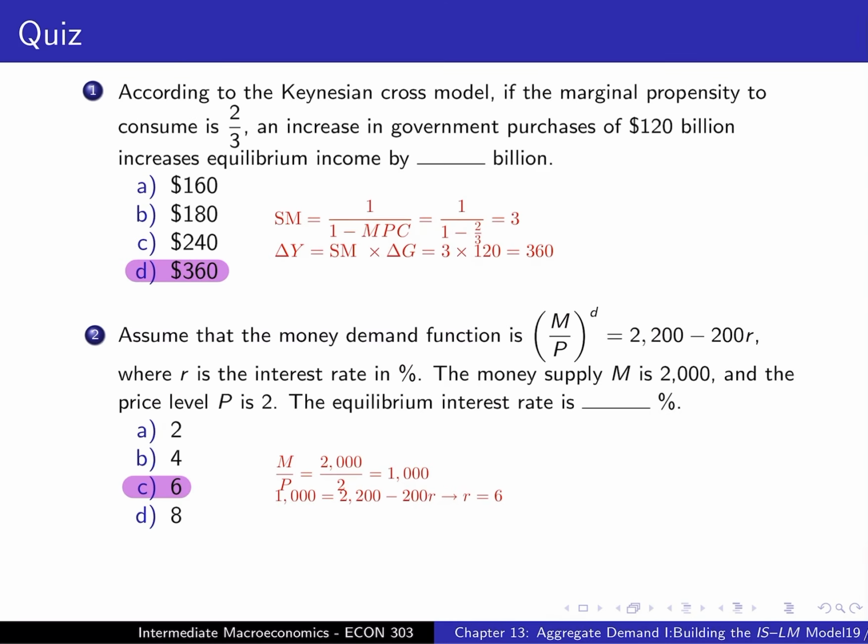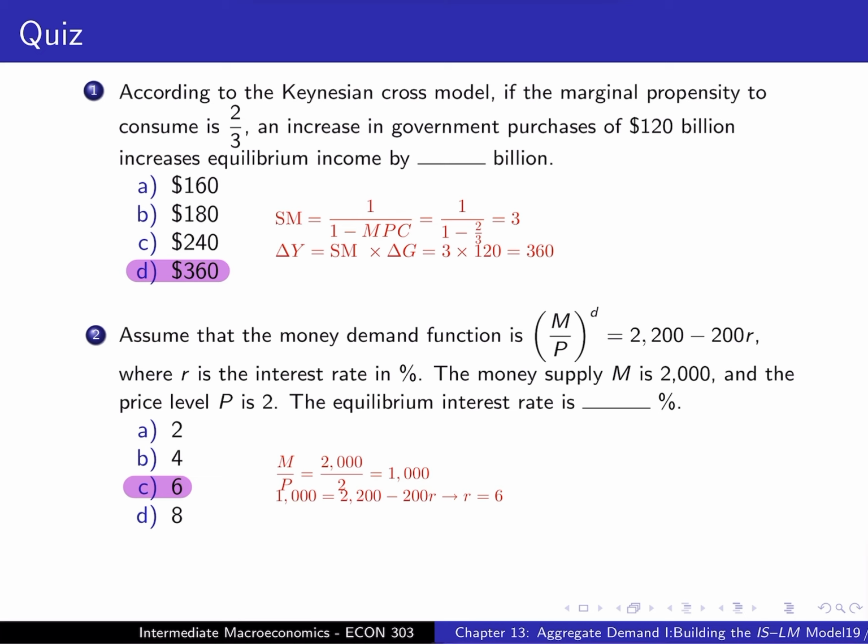We now begin the quiz on the Keynesian cross and the IS-LM model. Question number 1. This question uses the Keynesian cross model. Given MPC equals 2/3 and delta G equals 120. The spending multiplier is 1 over 1 minus MPC equals 1 over 1 minus 2/3 equals 3. Then delta Y equals spending multiplier times delta G equals 3 times 120 equals 360. The correct answer is D, $360 billion.